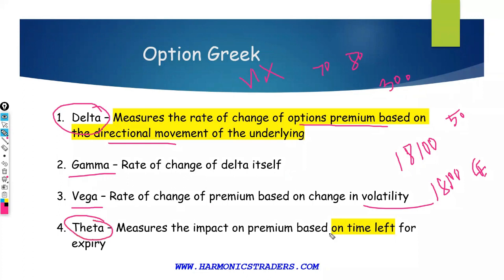Finally, theta. This measures the impact on premium based on the time left. For example, let us say we have 5 days to expiry. Let us say 18,000 is the spot and 18,000 CE will be around 120 points premium. If we go to the next day, at the money would be somewhere around 90 or 80 points premium. And finally, on the last day, it will be somewhere around 30 points premium. Again, this is based on the VIX. If VIX is more, the at the money premium, even on the expiry day, would be greater. So all these are defined by theta.